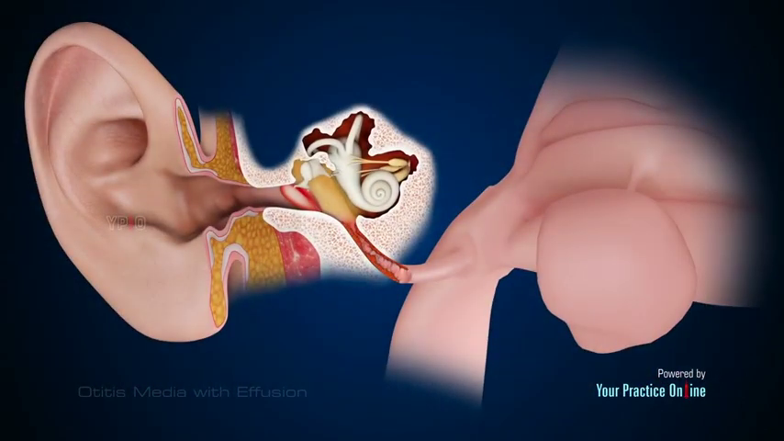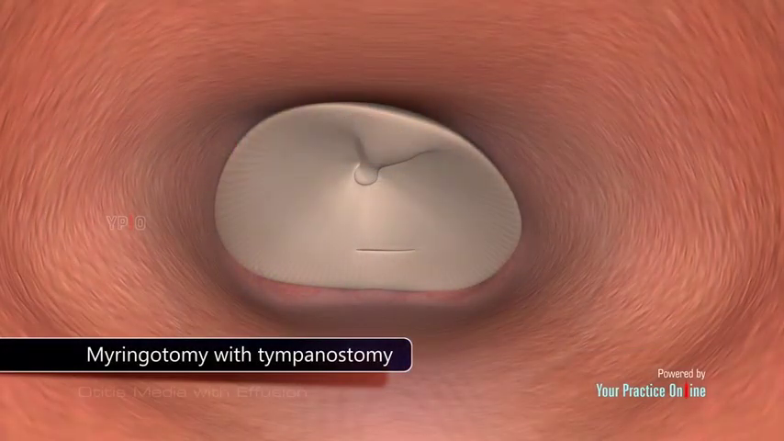Children who have chronic OME may be treated by ear tube surgery, also called myringotomy, with tympanostomy. Ear tubes are small, open-ended tubes inserted into an incision in the eardrum to ventilate the middle ear with air, equalize pressure, and drain middle ear fluid.